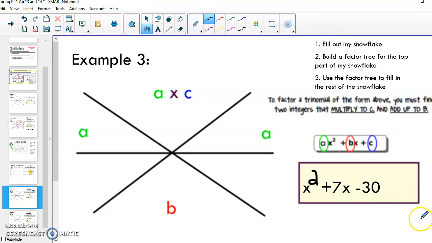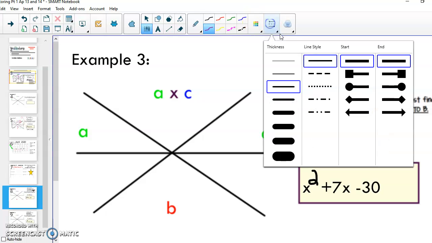The problems are going to look the same, except now instead of having all addition in our trinomials, we're going to see some subtraction signs, which doesn't change the process, but it might make it a little harder to think through. So I wanted to make sure we worked through some examples. So step 1, we're going to follow our 3 steps just the same as we did yesterday. Step 1 has us fill out our snowflake. So we're going to go ahead and do that the same way we did yesterday.